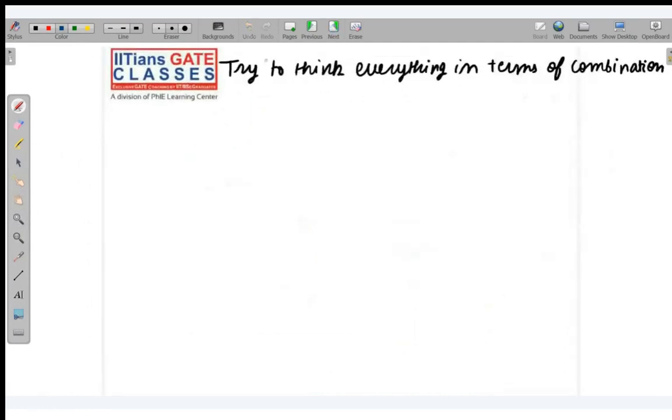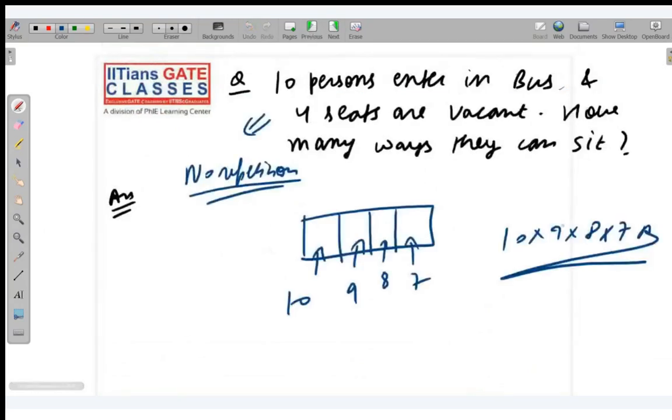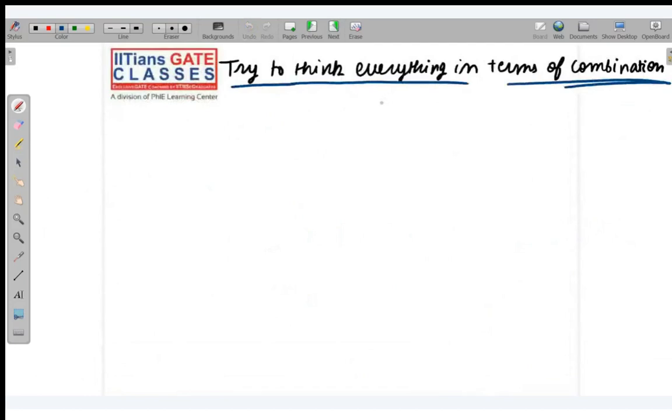Next is a very important scenario. Please try to think like this. Try to think everything in terms of combinations. So by the box method I have explained you, but with combination, how can we explain?